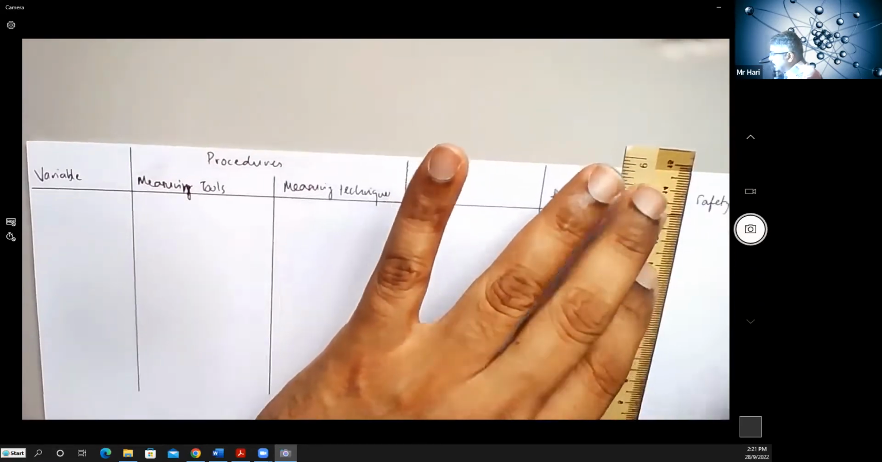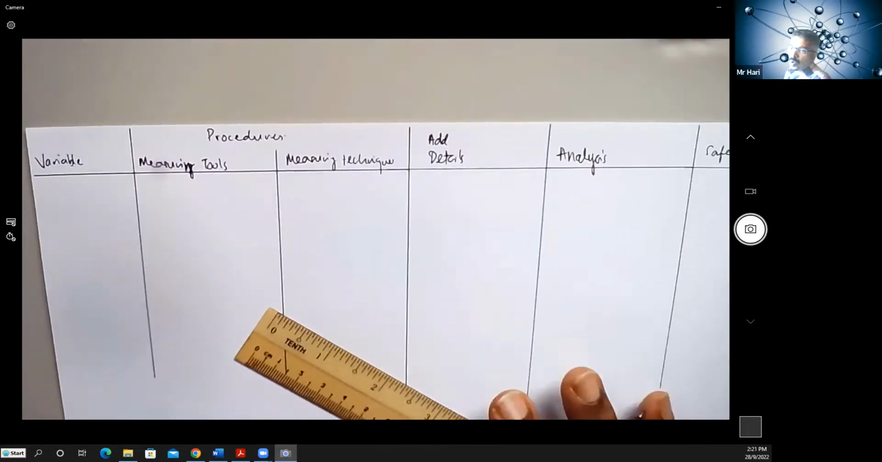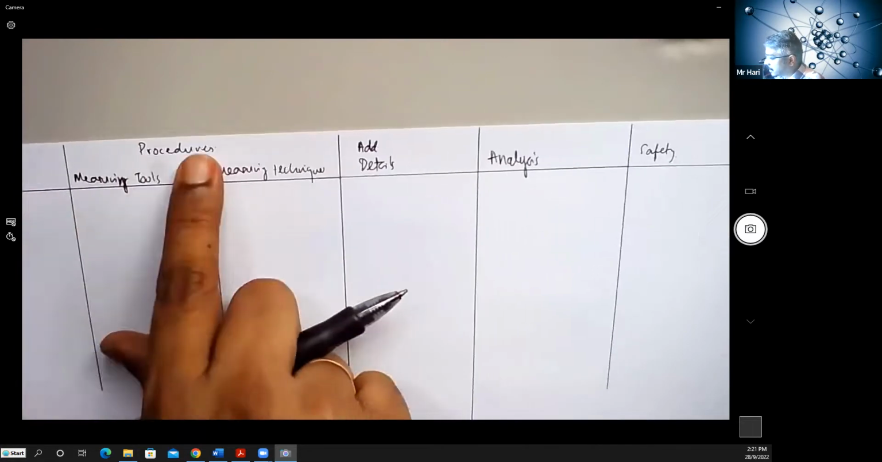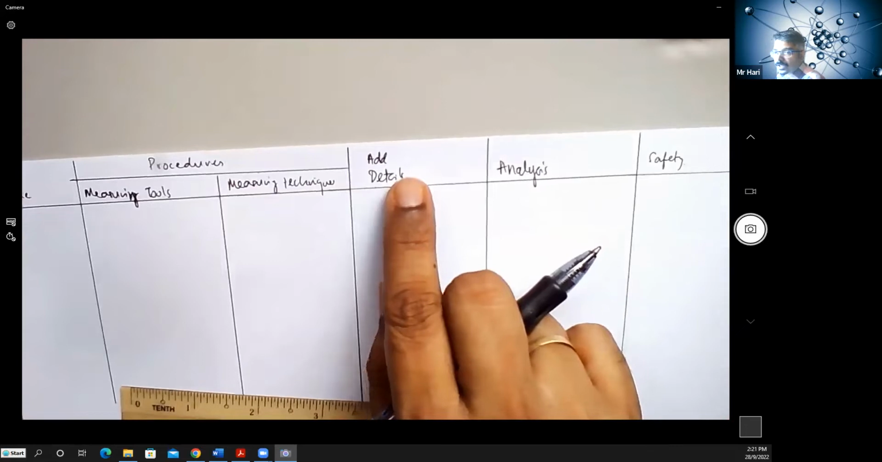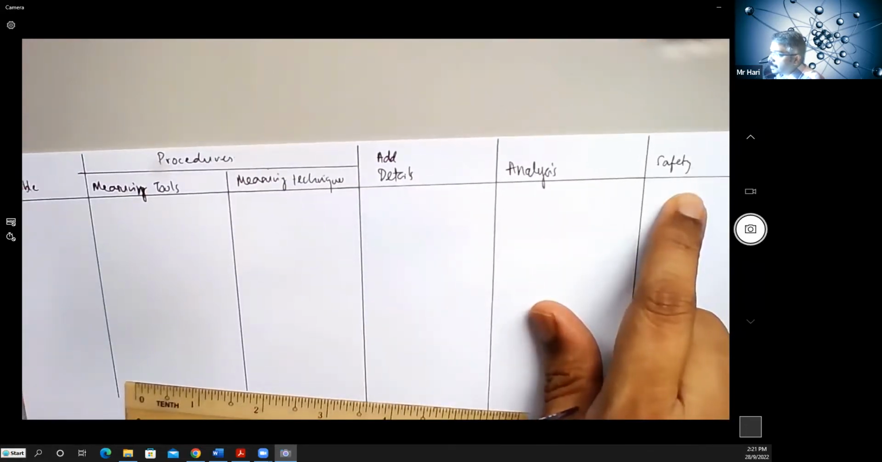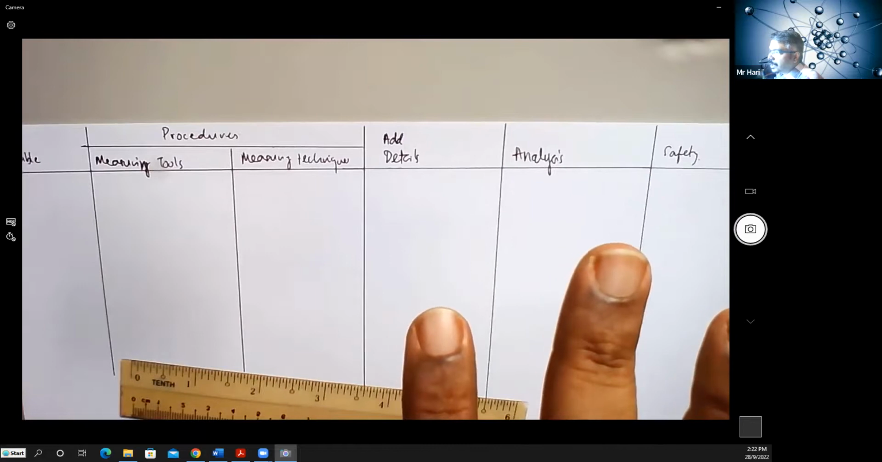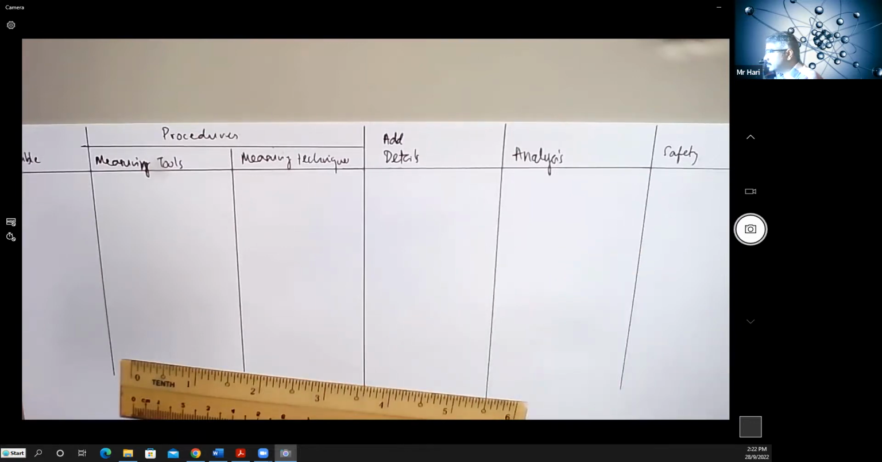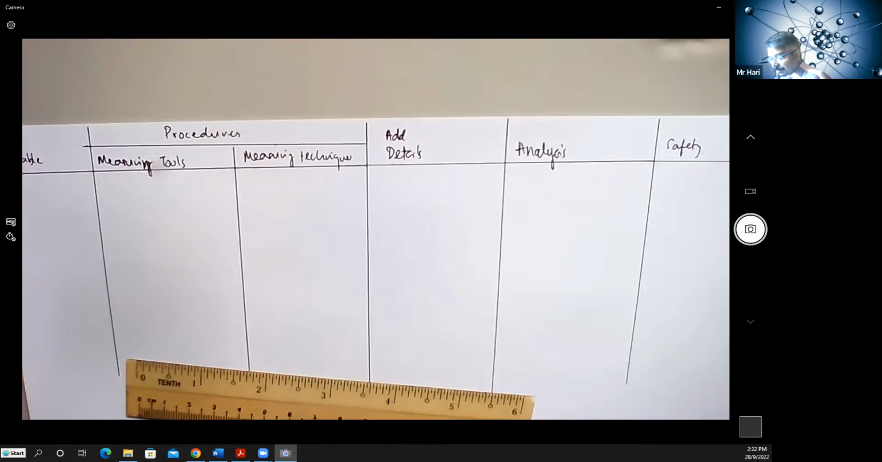So these are the categories of marks given according to the mark scheme. We have the variable, the procedure, additional detail, analysis, and safety. Like what I said, you no need to actually draw the table like this. As long as you have all these points on the scribbling paper for you to put up the notes. So the variables, how many variables are there?